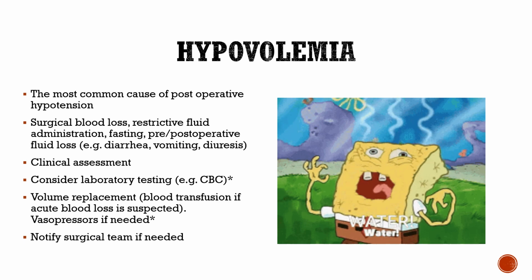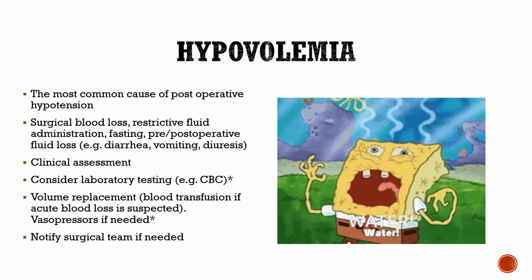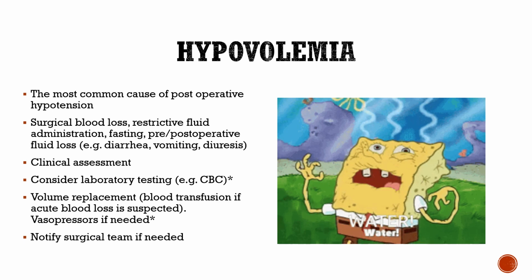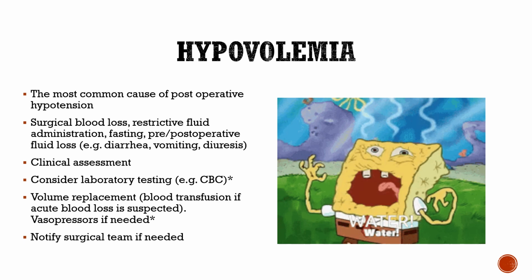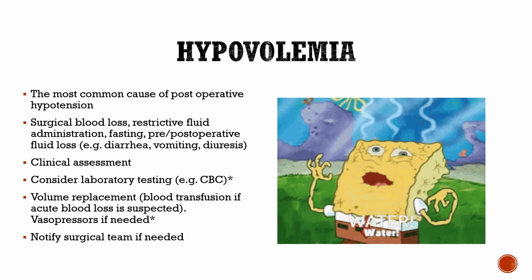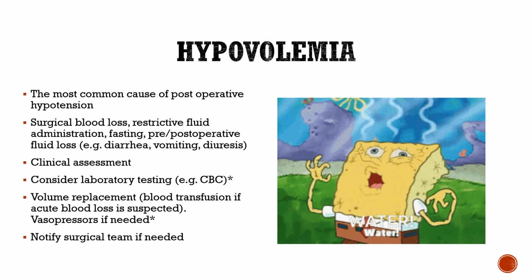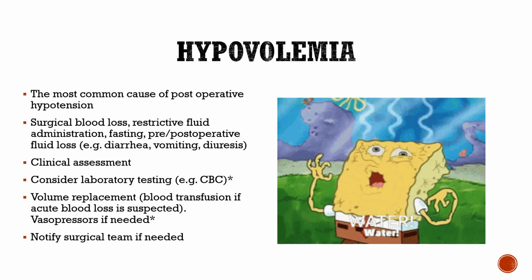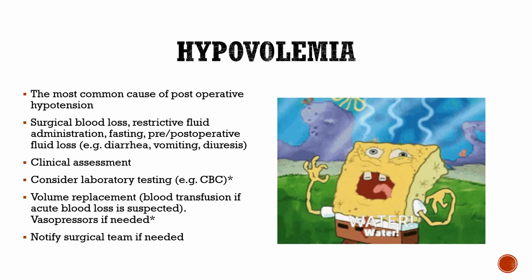Consider laboratory testing, such as, for example, complete blood count. However, it's important for us to remember that in the acute setting of bleeding, CBC will not immediately reveal anemia. And again, consider volume replacement, including blood transfusion if necessary or if bleeding is suspected or confirmed. And again, consider administration of vasopressors to help you buy time and maintain perfusion. And again, notify the surgical team and the primary anesthesia team if appropriate.